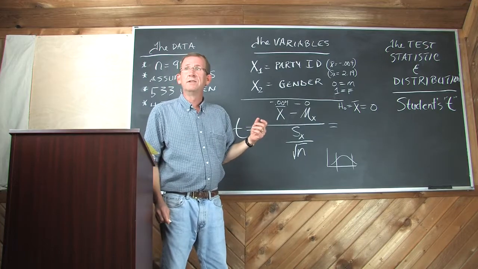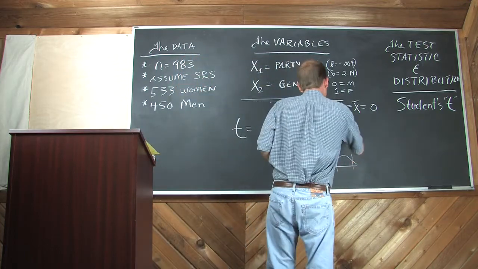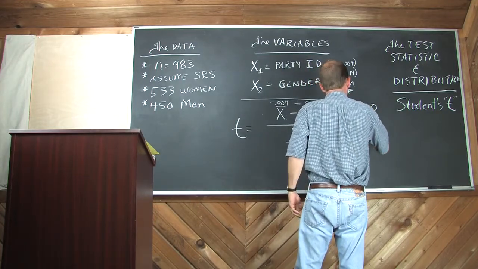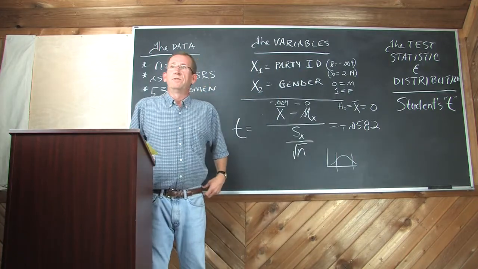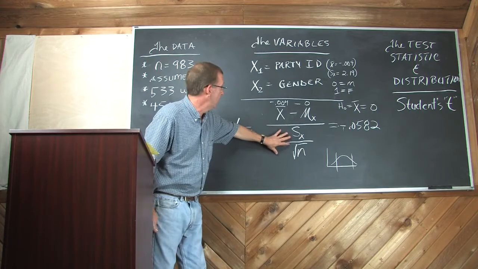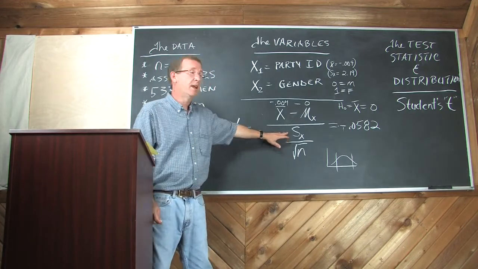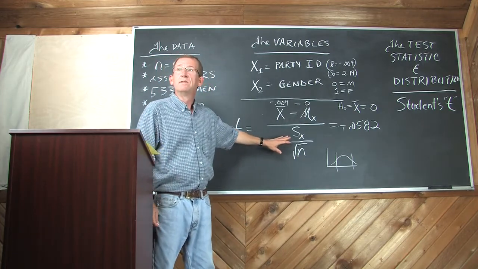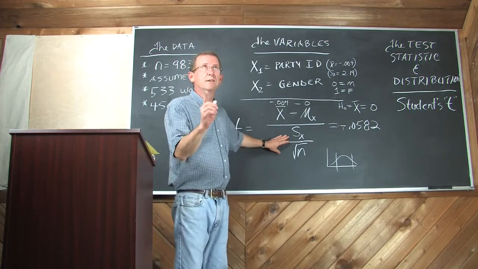And t in this case is going to be really small. It's going to be minus 0.0582. And the standard error term, which should be familiar, the standard deviation divided by the square root of n, is equal to 0.0699.